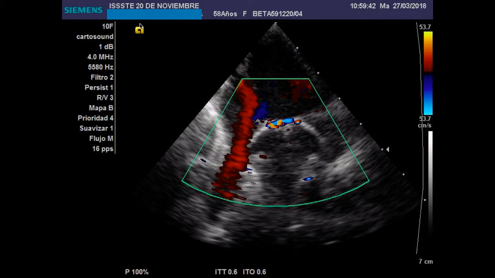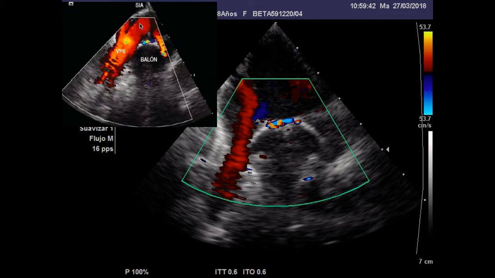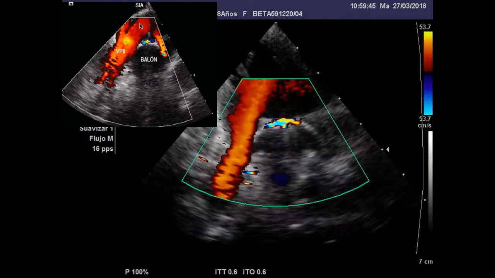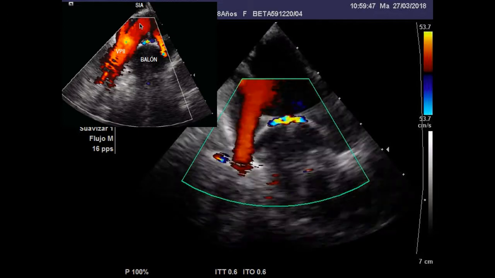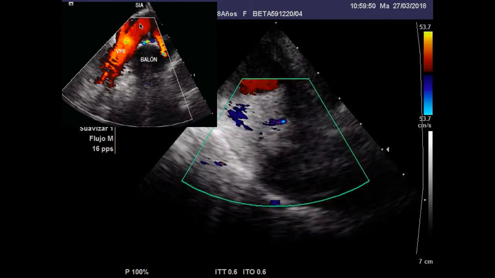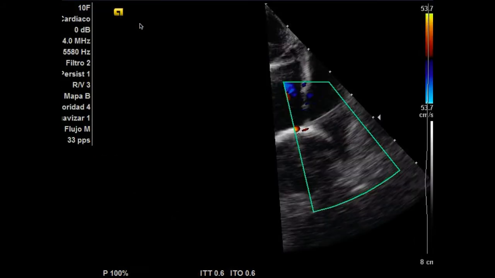In this projection, we have the total occlusion of the left superior pulmonary vein and the flow of the left inferior pulmonary vein. But the target here is the left superior pulmonary vein. This is a correct place to start the therapy and perform the pulmonary vein isolation.